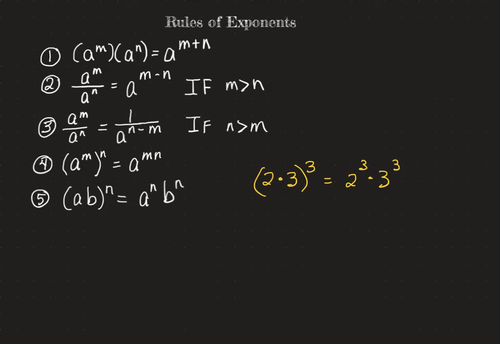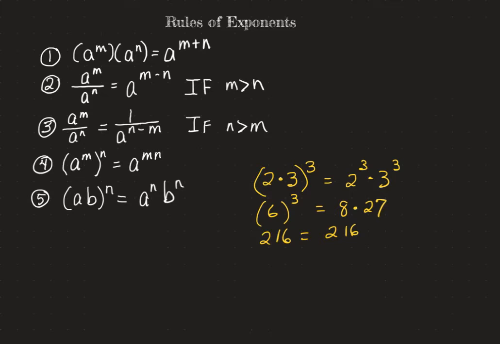So let's check to see if each side is equal to the other. On the left, if I did the parentheses first, as PEMDAS says I should, 2 times 3 is 6, raised to the third power. Okay, on the other side, I have 2 cubed, which is 8, and I'm multiplying that by 3 cubed, which is 27. 6 cubed is 216, and 8 times 27 is 216.